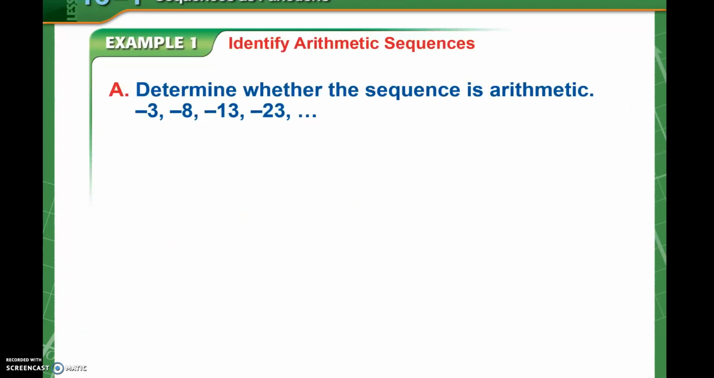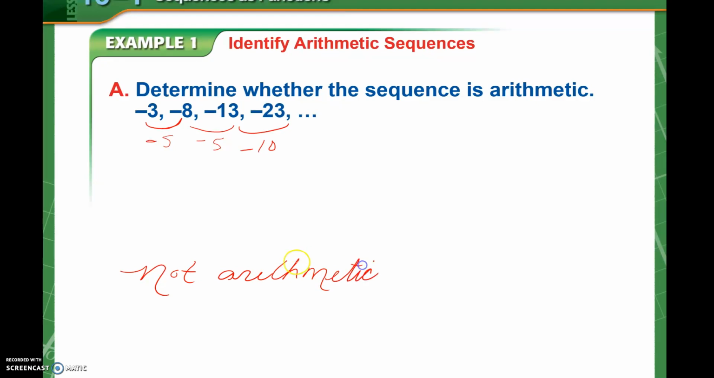So we're determining whether this is arithmetic. Remember, arithmetic is that we're adding or subtracting the same number. If I look here, it's going down 5. This one's going down 5, so we're looking pretty good. But this one's going down 10. Since these are not all the same, it is not arithmetic. It doesn't mean that it's not a sequence. It's just not an arithmetic sequence, so it's not going to have a steady amount.